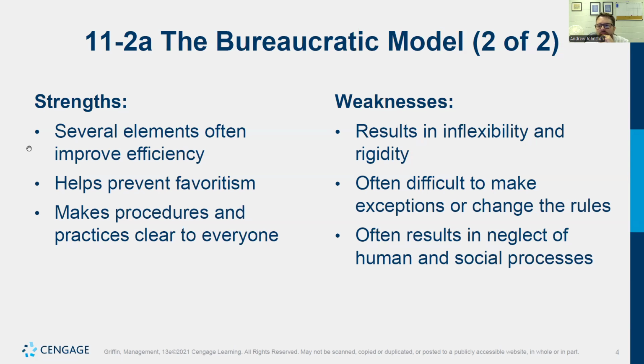Weaknesses include the fact that it can be fairly inflexible when dealing with change, for example. It can be difficult to make exceptions. If you've ever been told that something is policy and that you can't be helped, you've encountered that negative side of bureaucracy. And it can also neglect the human side, both in terms of staff and customers. So there are some downsides to bureaucratic structure.